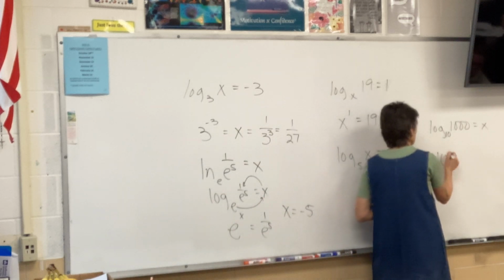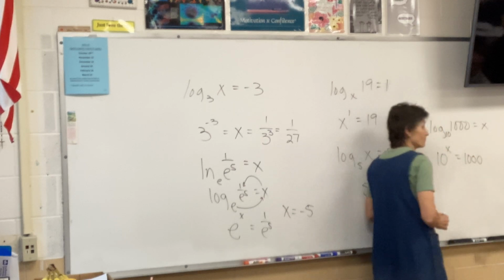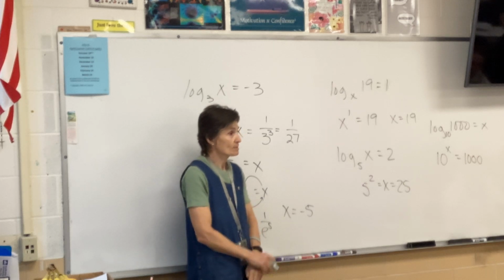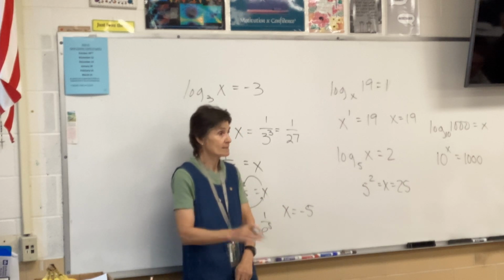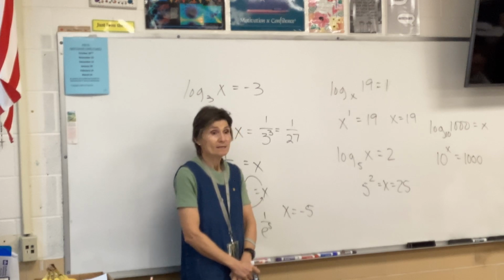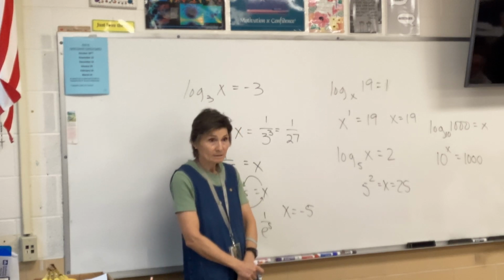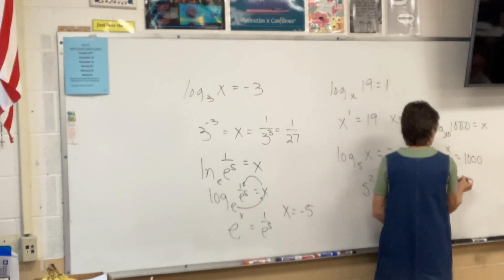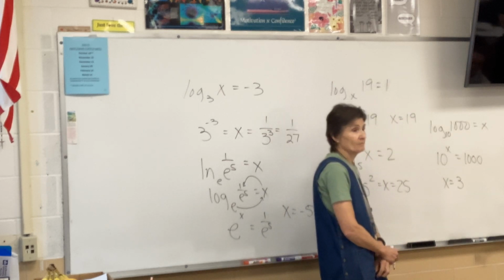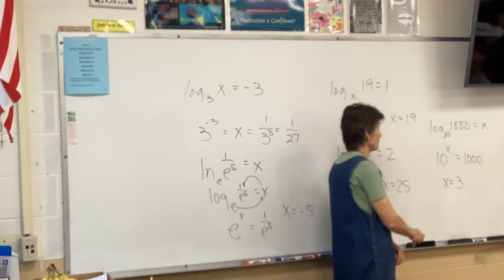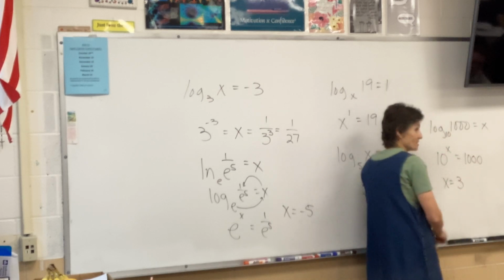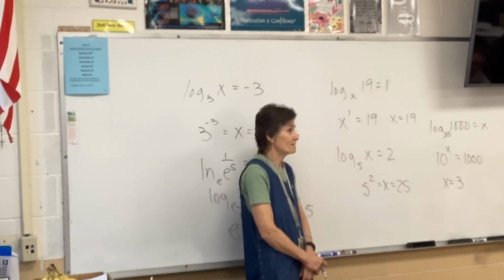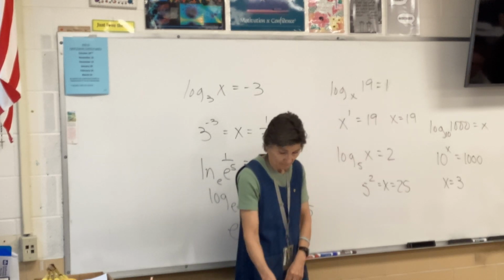So 10 to the x equals 1,000. Anybody know how many tens it takes to get 1,000? 10 times 10 times 10. How many of those it takes? 3. It takes 3. 10 times 10 is 100. Times another 10 would be 1,000. So x equals 3. I don't want to fill your mind with useless information, but the number of zeros here tells you how many tens there are. So if there's 3 zeros, it means 10 to the third. If there's 4 zeros, it means 10 to the fourth.